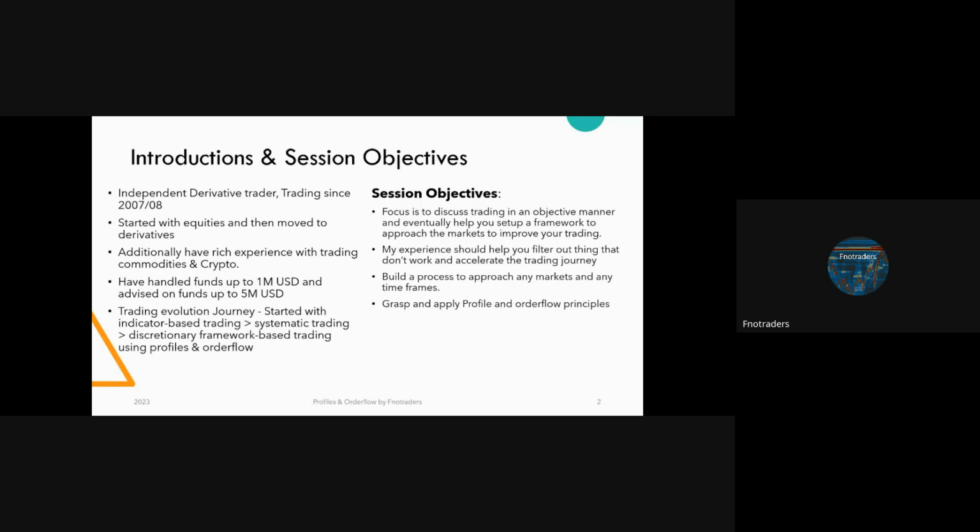I started with equities, and that's a typical journey most go through. Equities, then derivatives, starting with futures and then moving to options, because the futures markets were the prominent ones. The options market was not really prominent. Other than the derivatives market, I have decent experience trading commodities and crypto as well, mostly the commodity side, essentially crude.